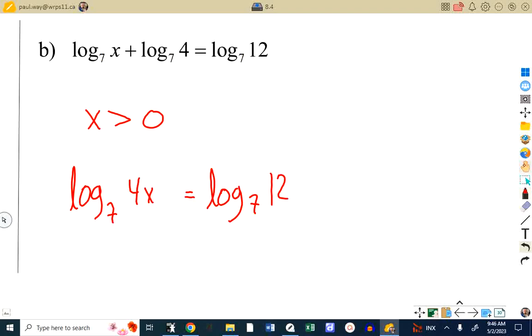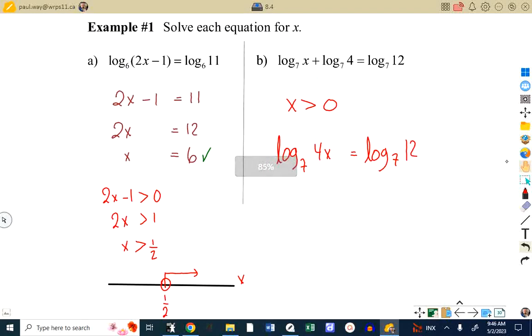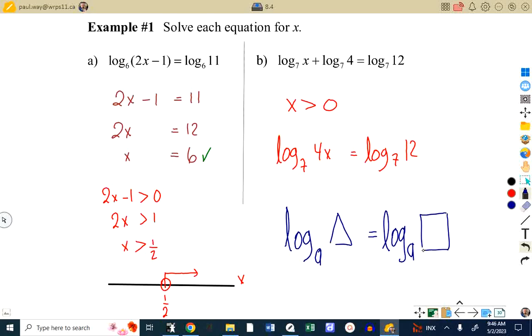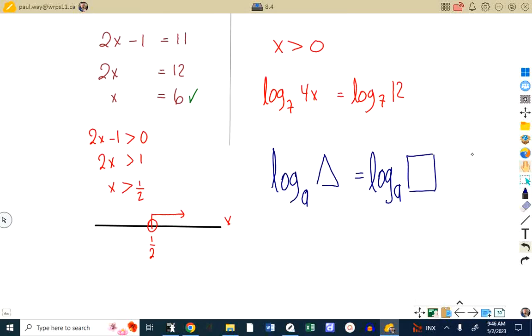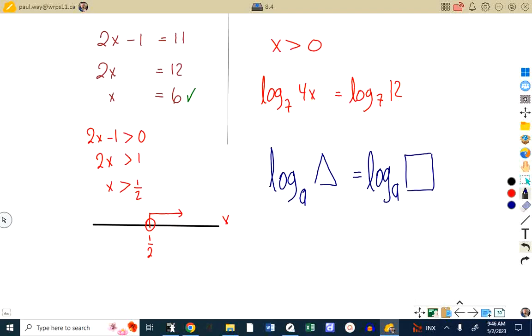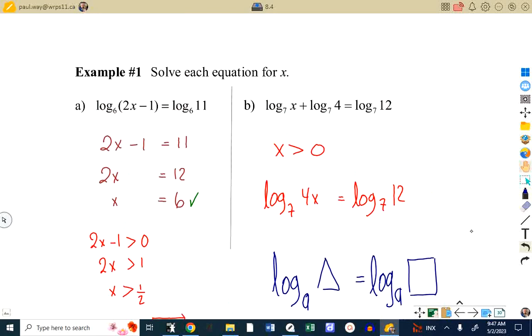And now I hope you can see, everybody, that both of these A and B questions fall into the same category. You end up having one logarithm equals an identical based logarithm, and that means the two arguments are equal. So in this general statement I've got here, you would put triangle equals quadrilateral. Just like over here, we drop the log base 6s.